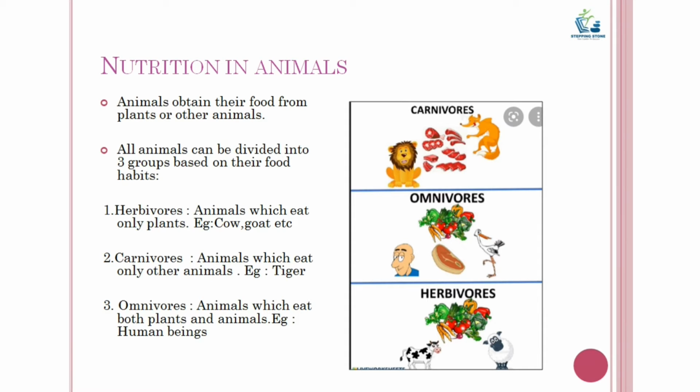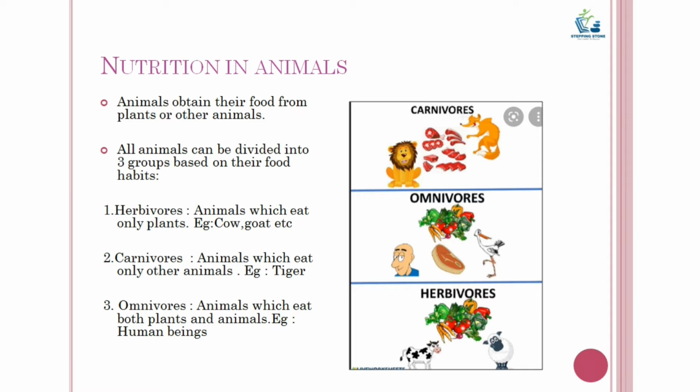In my earlier video, we discussed nutrition in plants. We have seen that plants are autotrophic organisms and they prepare their own food. But animals cannot make their own food. They depend on plants and other animals for their food. Now, all the animals are divided into three groups on the basis of their food habits. These are herbivores, carnivores, and omnivores.